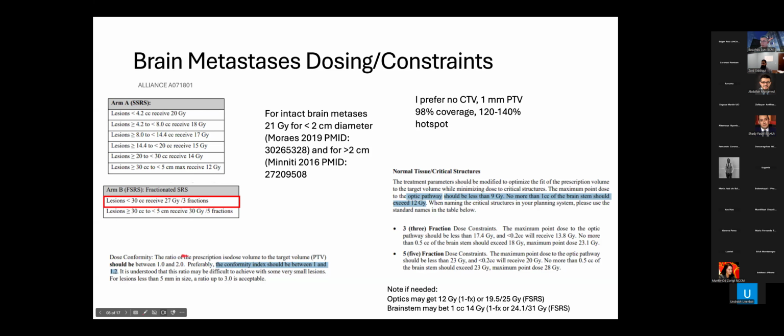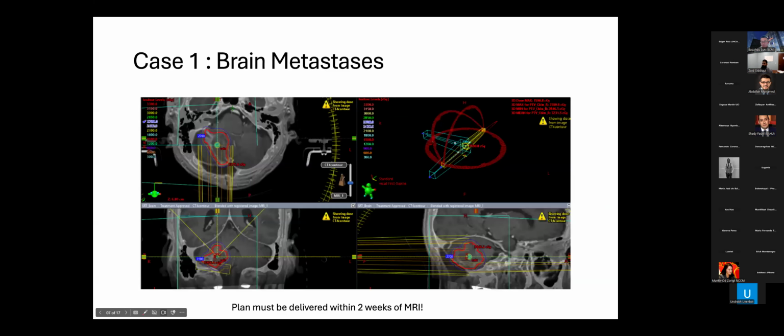When evaluating the plan, which I didn't really show in this particular case, but you can imagine that this plan is pretty conformal. You want the volume of the 27 gray line, this blue line, to be within 1.2 times the volume of the target. And in this case, the target is the PTV, which is the light orange line.